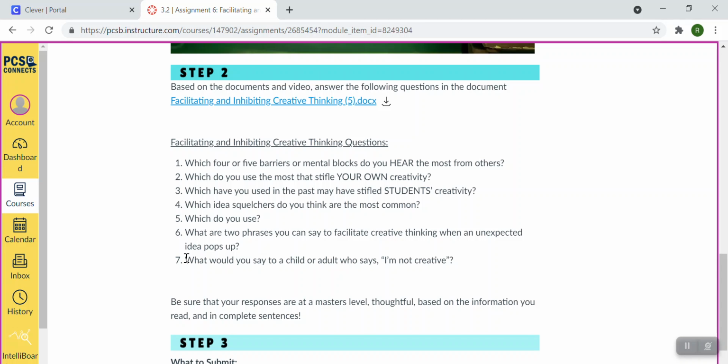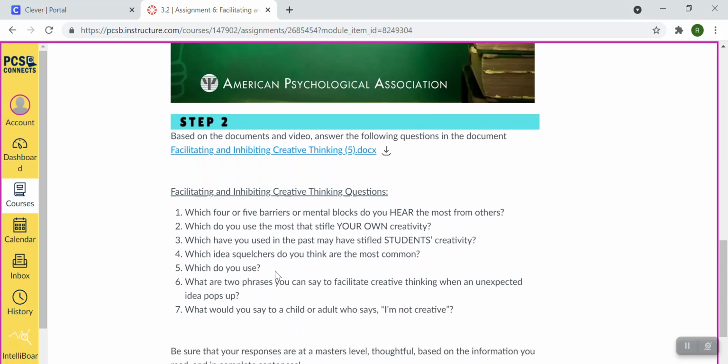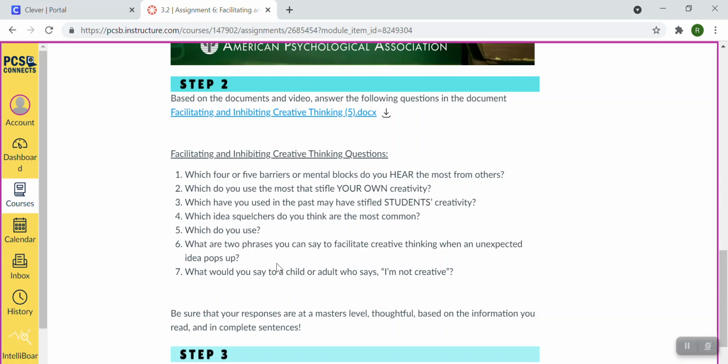6, what are 2 phrases you can say to facilitate creative thinking when an unexpected idea pops up? So taking that list from like this one right here, article 2, and rephrasing some of those like I did with the money, and that you could use when something along those lines comes up.